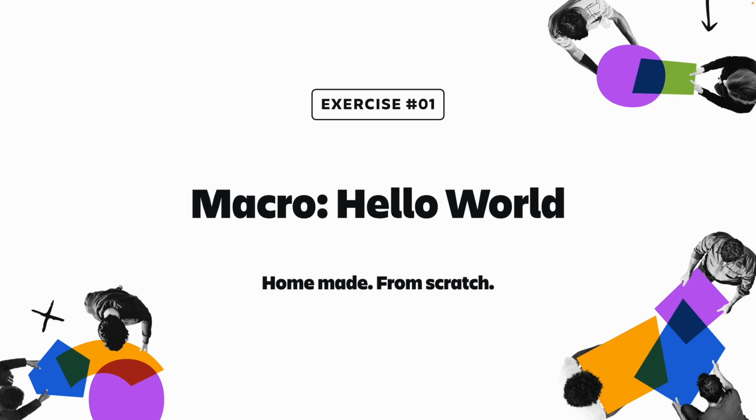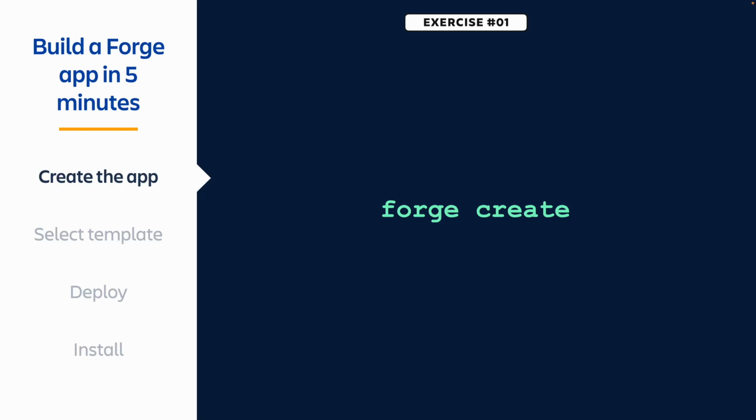When you're first learning a new programming language or framework, the first thing you've got to do is build an app that just prints out the words "Hello World." And that's what we're going to do today. We're going to build our very first Forge app together called Hello World. We're going to build this app in about 5 minutes.